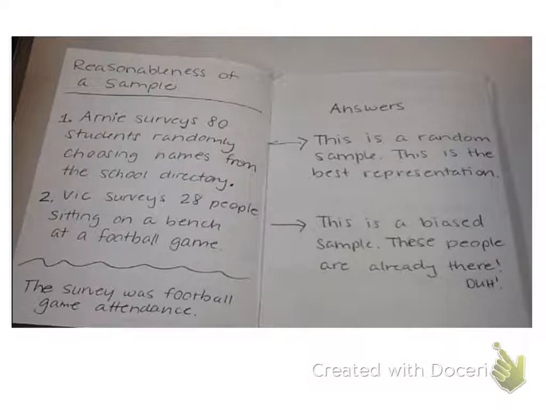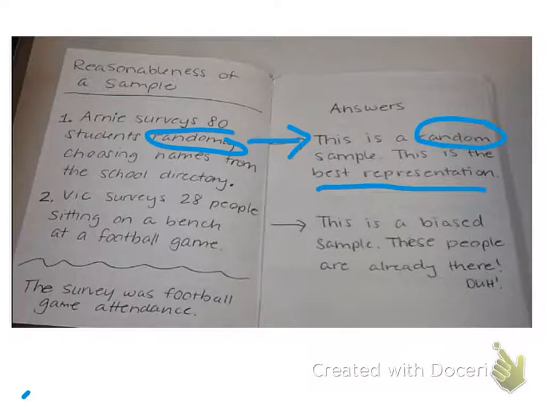Next page, reasonableness of a sample. Arnie surveys 80 students randomly, choosing names from the school directory. Number 2, Vic surveys 28 people sitting on a bench at a football game. The survey was football game attendance. So for number 1, this clearly is a random sample. It is the best representation because they are asking about the students randomly. Number 2, this is a biased sample. These people were already at the football game. Duh.